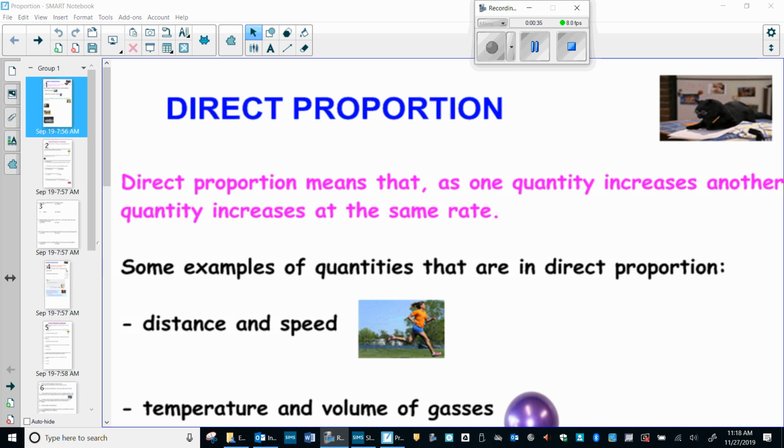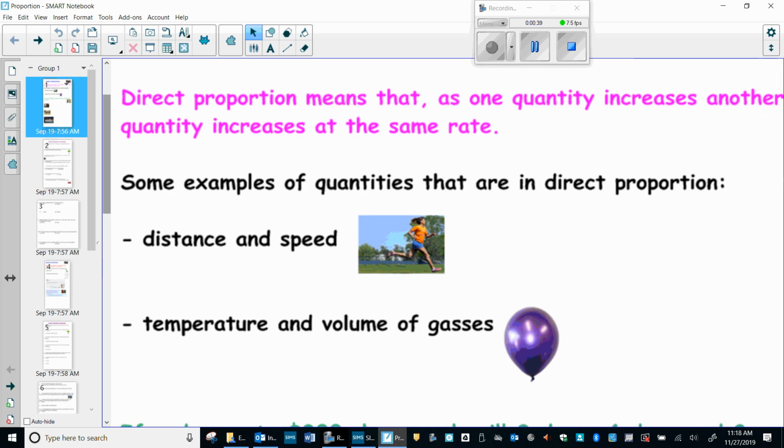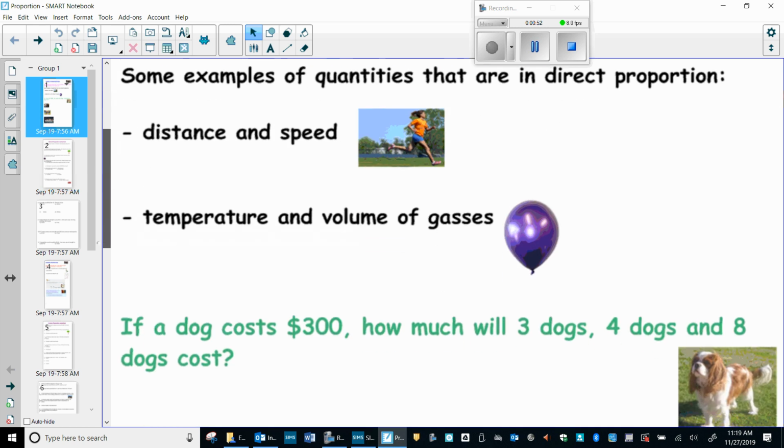So, basic direct proportion is essentially saying, as one thing increases, so does the other. Okay? Distance you travel, speed you're going at. If you're going faster, you're obviously going to be traveling a further distance. Okay, so that stays in proportion. The temperature and volume of gas. As the temperature increases, as does the volume of gas.